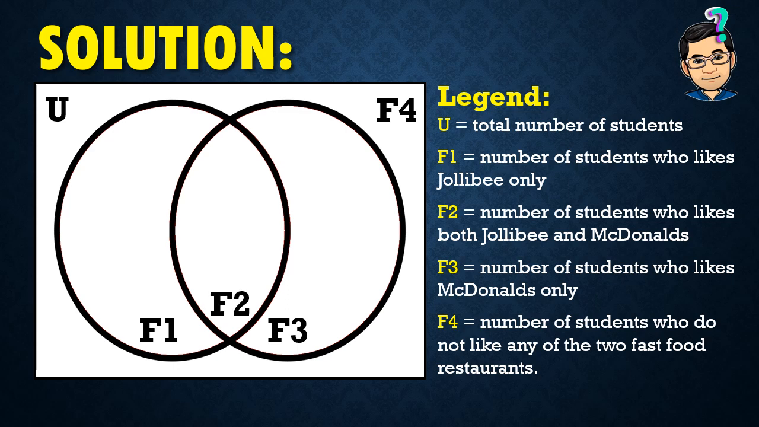F2, ito yung intersection. Number of students who likes both Jollibee and McDonald's. F3, number of students who likes McDonald's only. And then, F4, number of students who do not like any of the 2 fast food restaurants. So, maaaring KFC ang gusto nila, Mang Inasal, Chowking, or any fast food restaurant that is not Jollibee or McDonald's.